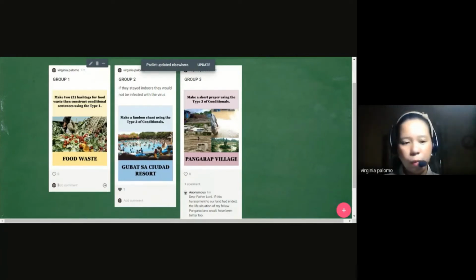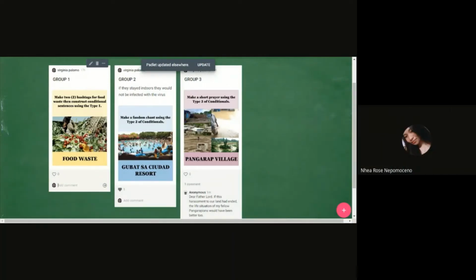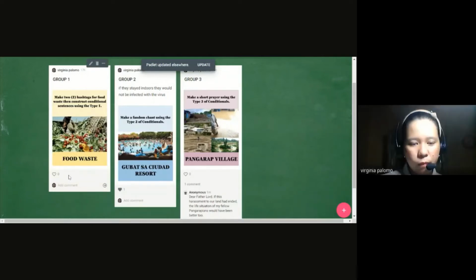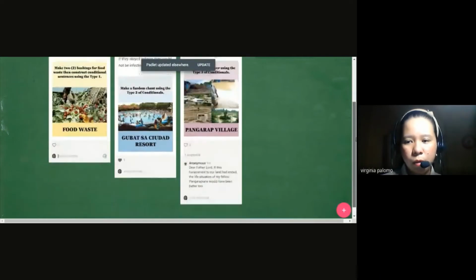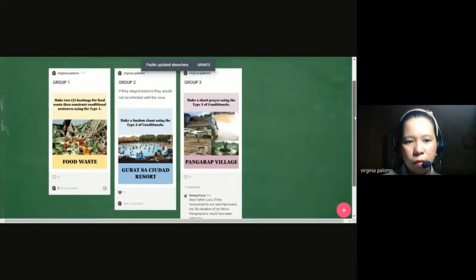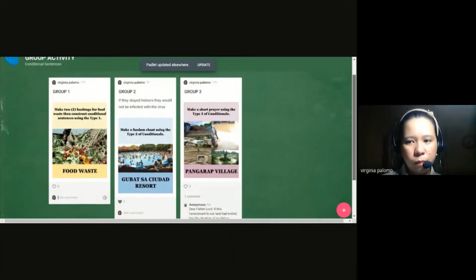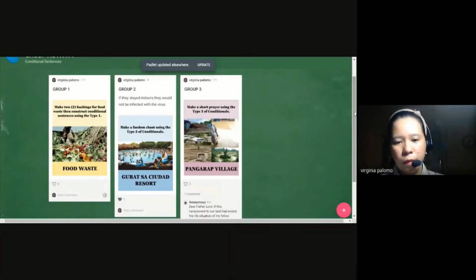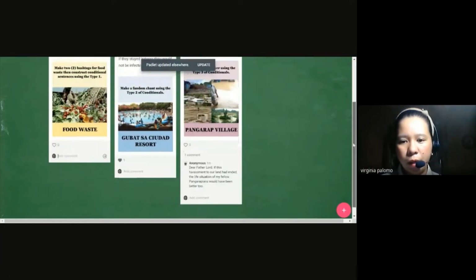Okay, anyone from group number 1? Nakapag-send, already sent it na po. But I cannot see the answers for group 1. Okay, type your answers here. Okay, maybe something is wrong with the connection. Okay, I think everybody is ready now.